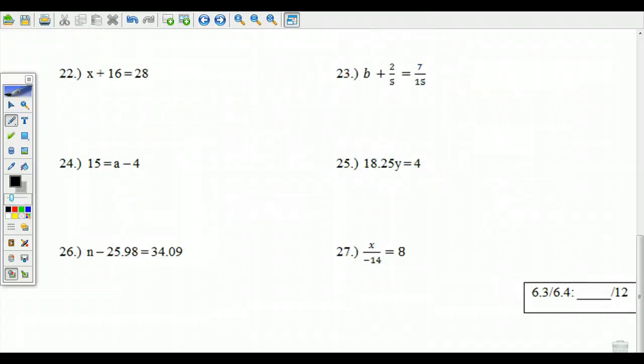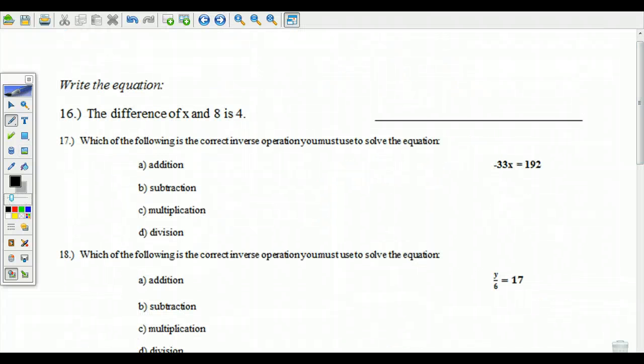All right, next page. Number 16. The word difference means subtraction. And the order matters here. You have to do the x first and then the 8. And "is" is the word that means equals. So it's equals 4.